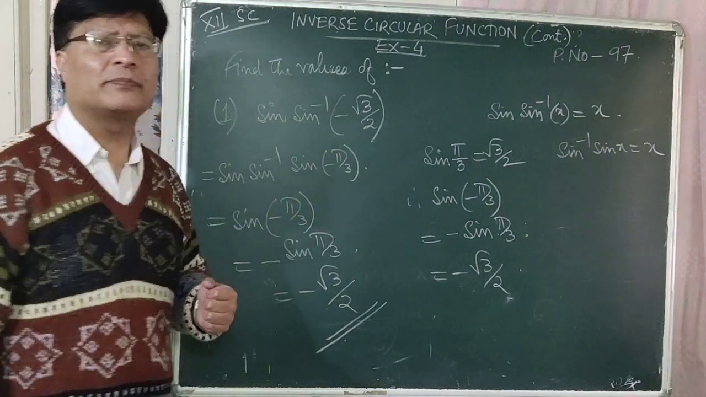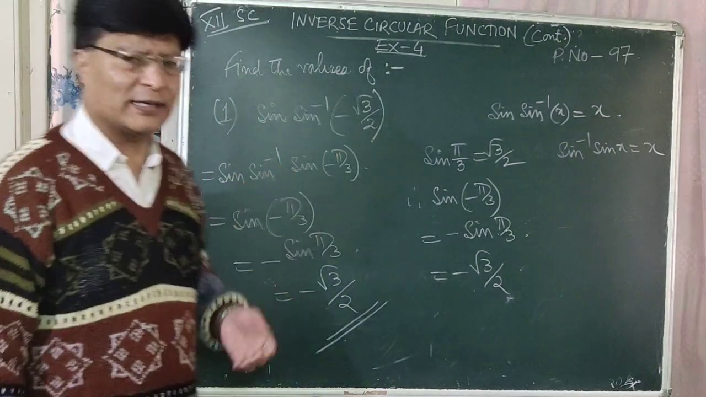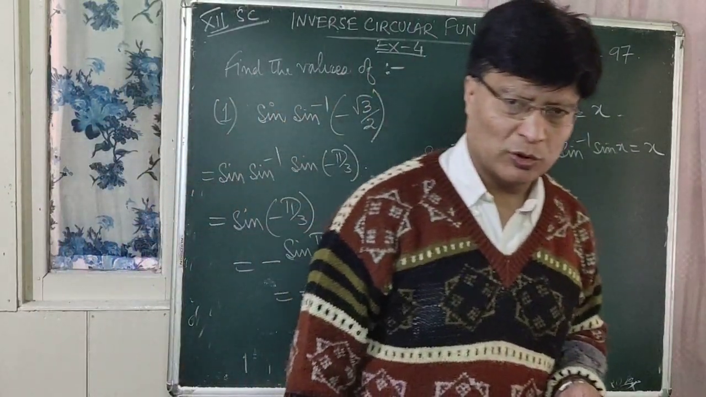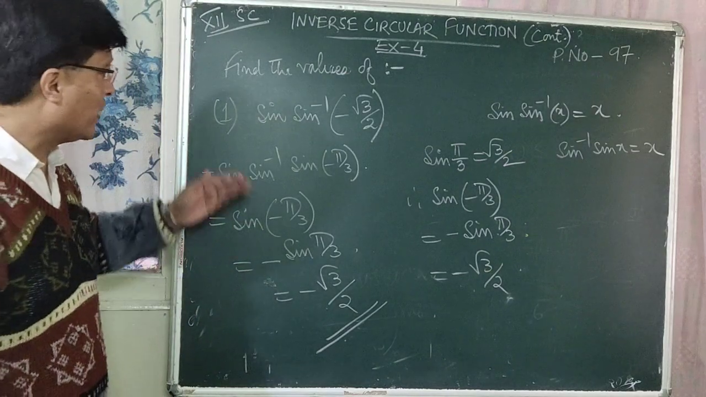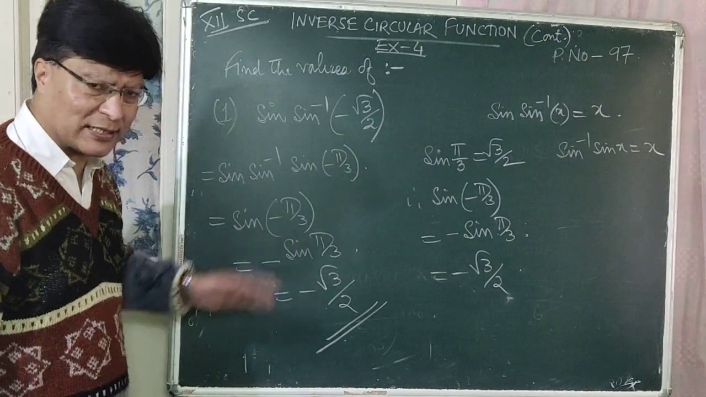So that's why, don't write it directly minus root 3 by 2. You should do it step by step. Okay? So we have done it here step by step, isn't it? I think it is clear.